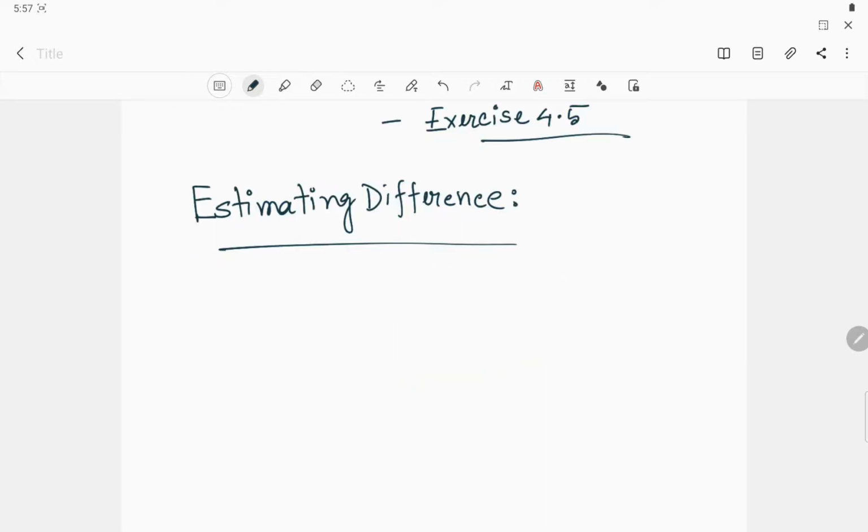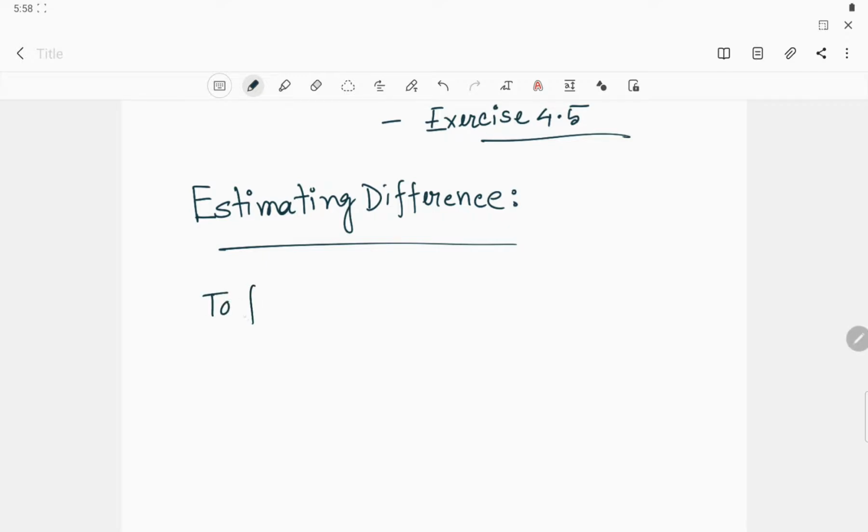Before starting this topic, you have to know what is estimate, right? I already have told you that estimation, or you can say round off, right? Round off the figure nearest to the 10, 100, 1000, 10,000. We already have discussed this in the previous chapter, and we also have studied how to find the estimated sum, right? So today we will study how to find the estimated difference.